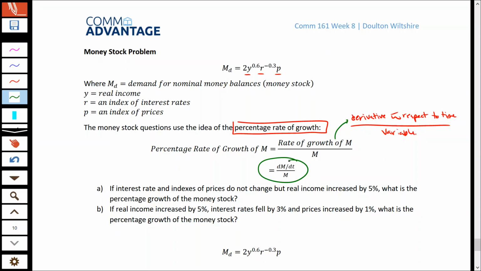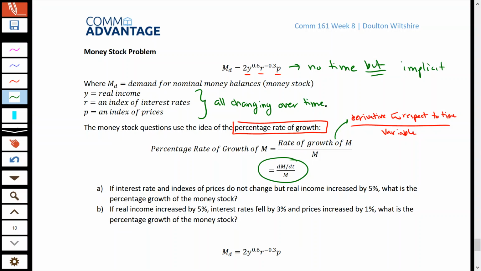Now, if you look at our equation, there's no t, there's no time in the actual equation, but it's implicit. The money stock, the real income, the interest rates, the prices, they're all changing with respect to time. So your approach to the money stock problem is actually going to be the same pretty much regardless of the question they ask you about the money stock problem.